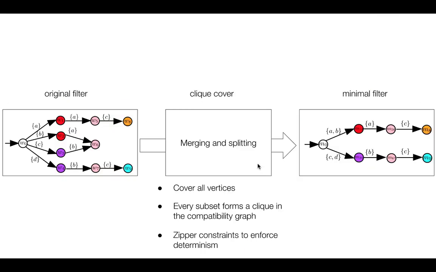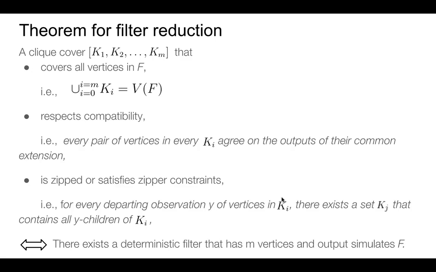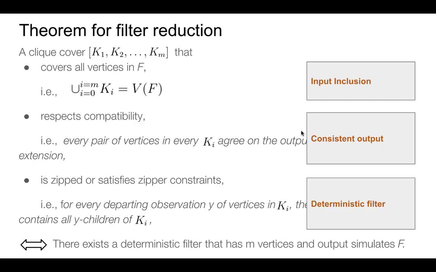So now, to minimize an original filter, we need to search for a clique cover that satisfies these three properties. In the paper, we have shown that there exists a solution with M states if and only if you can find a clique cover with M sets that satisfy these three properties. Those properties are created to ensure that the resulting filter is input inclusive, has consistent output, and is deterministic. Now the filter reduction problem becomes a search problem on the clique cover. Later on, we will show that this search problem will be formalized into a Boolean satisfaction formalism. This should not be a surprise because the problem itself is NP-hard.